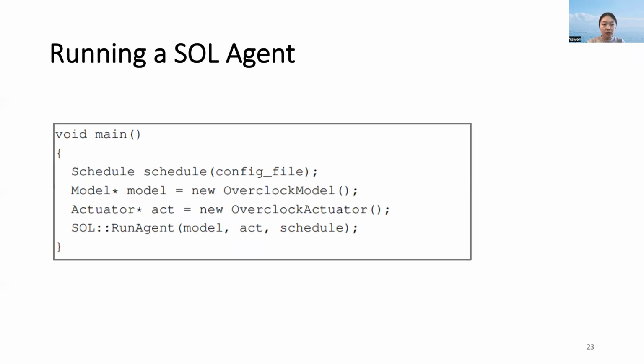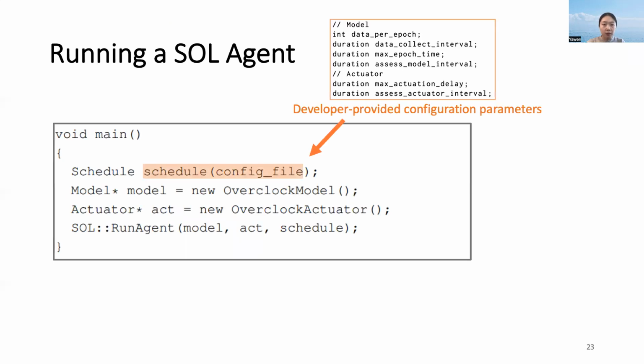To run a SOL agent, all agent developers have to do is to first specify parameters for how often agent functions need to be run. Then implement the model and actuator interface. And lastly, pass them as input into the SOL runtime. The SOL runtime will then be responsible for scheduling and executing various agent functions.